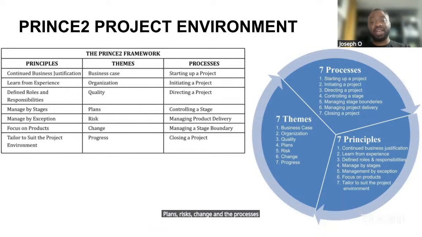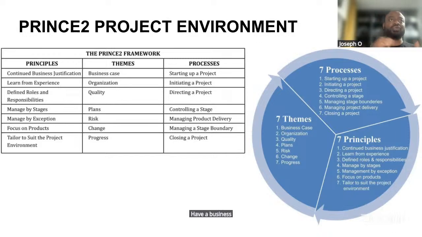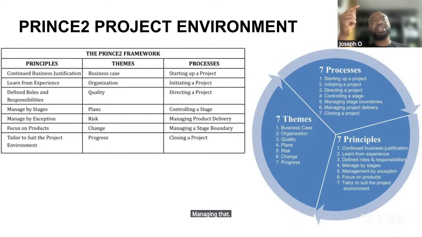And themes, as far as Prince 2 is concerned, are what a project manager in their project has to be managing, either on a daily basis or periodically. You have to have a business case within the project. You have to have an organizational structure within the project. You have to be clear about your quality, managing that. There have to be documents that back all these themes.